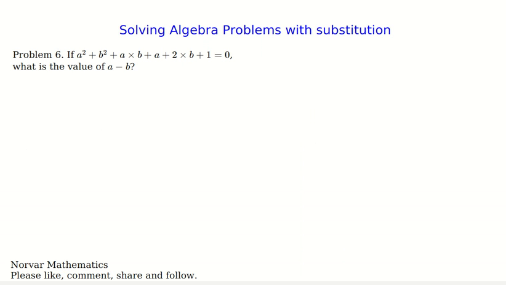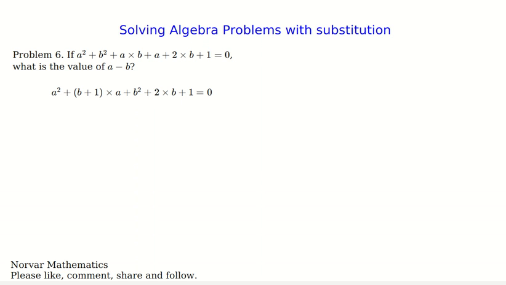Problem 6. If the quadratic equation of two variables, a squared plus b squared plus a times b plus a plus 2 times b plus 1 is equal to 0, what is the value of a minus b? Solution. We use the method of quadratic equation in one variable to solve. Let a be a variable and b be a parameter. Think of the original equation as a quadratic equation in one variable about a, arranged in descending order of a: a squared plus (b + 1) times a plus b squared plus 2 times b plus 1 is equal to 0.